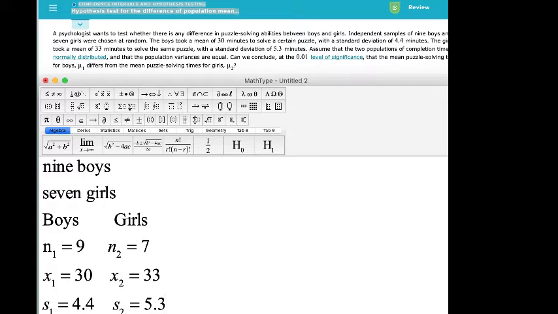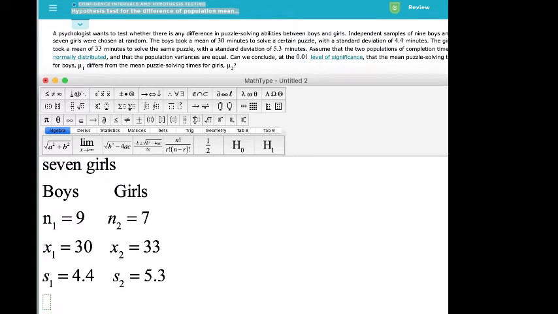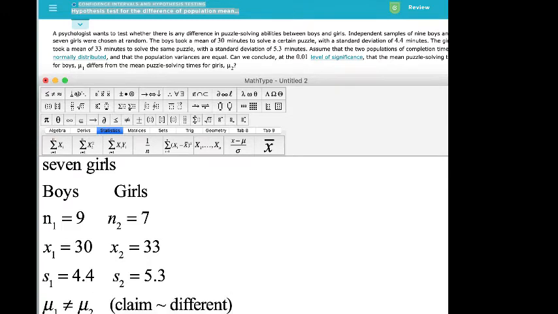And you would say yes for the sample variances are pooled. They ask at the .01 level of significance if the puzzle times for the boys differs from the girls. So that would be mu1 being different than mu2. And we also have the claim, and the claim means that they're different.